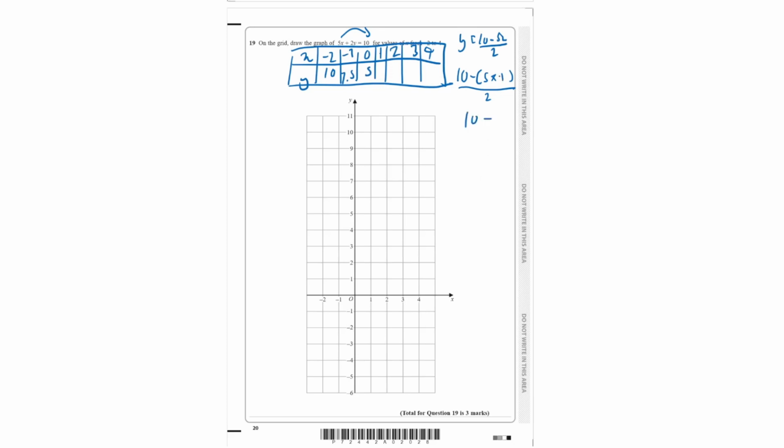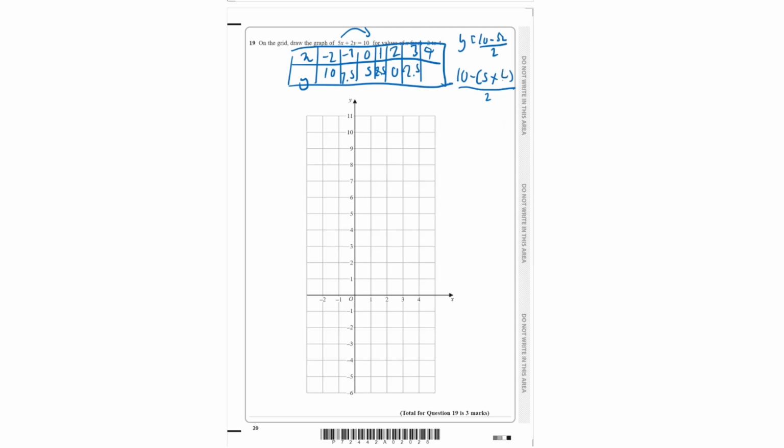And our next value is 1. So 10 minus 5 times 1 is 5, divided by 2 is simply 2.5. And our next value is 2. So we have 10 minus 5 times 2 is 10 divided by 2. That's 0 over 2. So that's simply 0. Then we have 3. So that's 10 minus 5 times 3. So it's 15 divided by 2. That becomes a negative number. So it's negative 5 divided by 2. So that's negative 2.5.